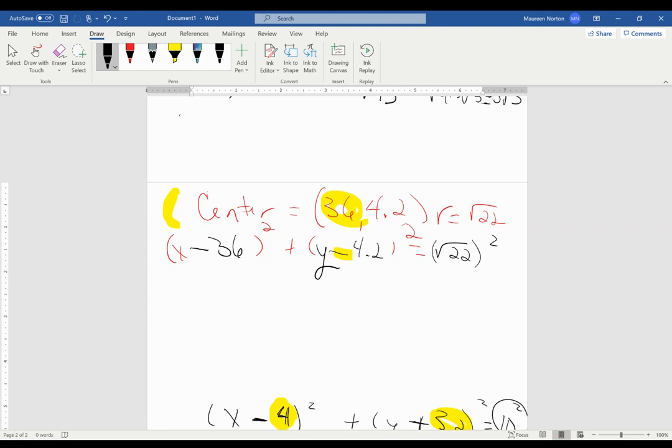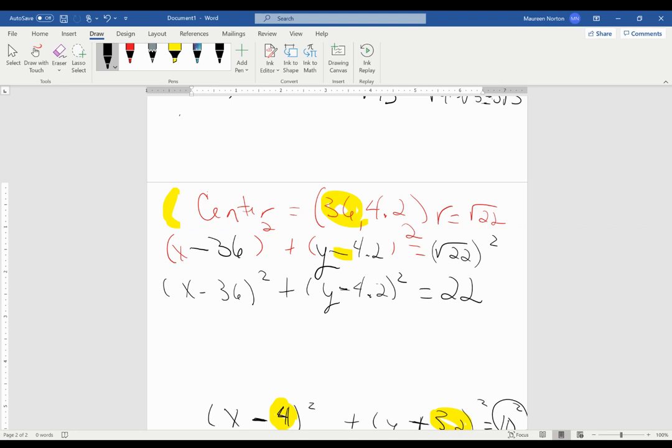Simplifying this out, this part stays the same. This is called the standard form of a circle. But this part, the square root of 22 squared, is 22, because if we take the square root of 22 times the square root of 22, we get 22. So it goes back and forth. The tip and trick is that you have to use the opposite sign.